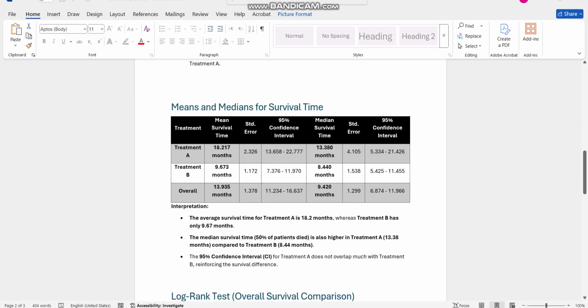So here we have as well the means and medians for survival time. For treatment A, the mean survival time is 18 months. For B, it's 9 months. Look at the difference. The median, that's 50% of patients in treatment A, die at 13.38 months, whereas in treatment B, 50% of the patients die at 8.44 months. These are the main things that you need to know about this table. I made a full analysis, but mainly these are the main significant points.